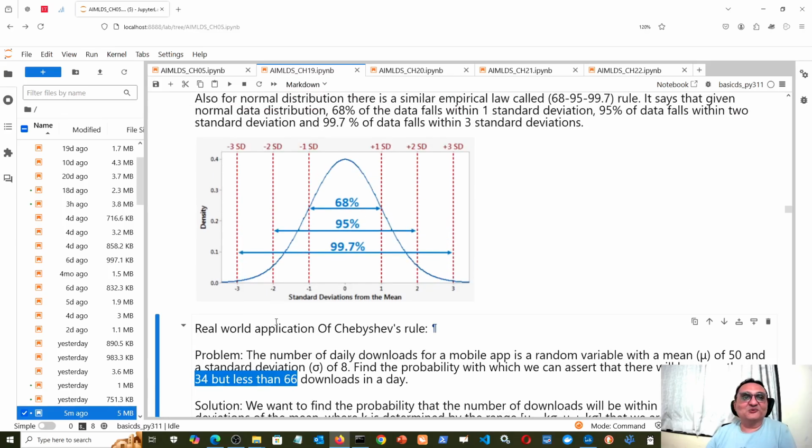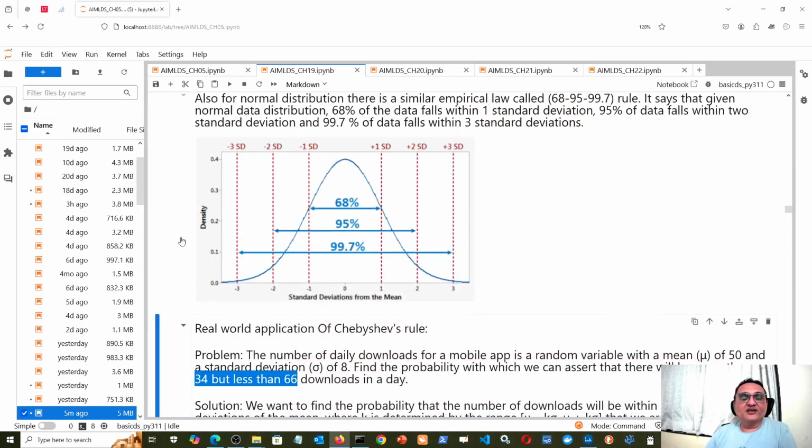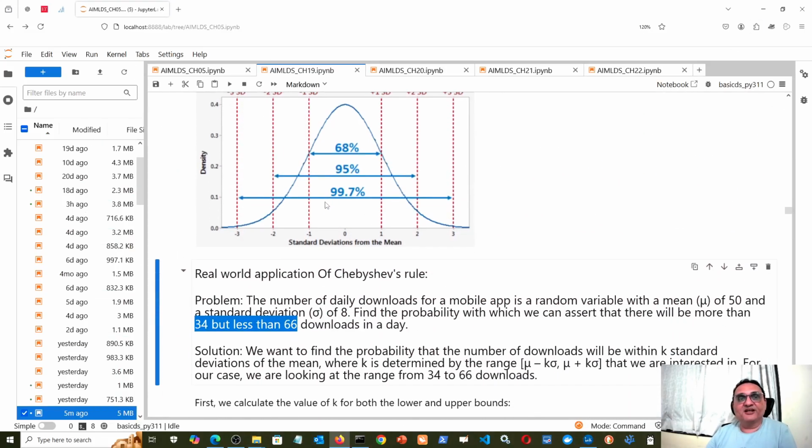Now as said, there is nothing to prove about that, because Chebyshev's theorem says that 2 standard deviations means how many data points will fall within that range. So at least 75% of data points. If I consider 100 upcoming new downloads, then among them 75% will fall in this range.